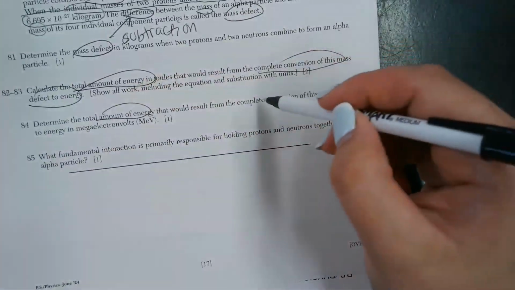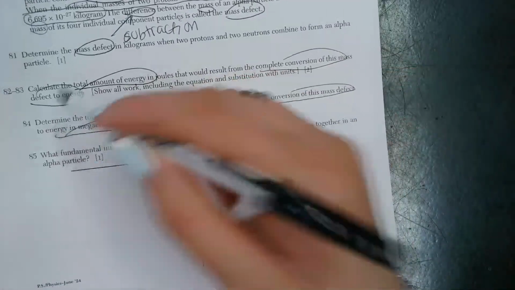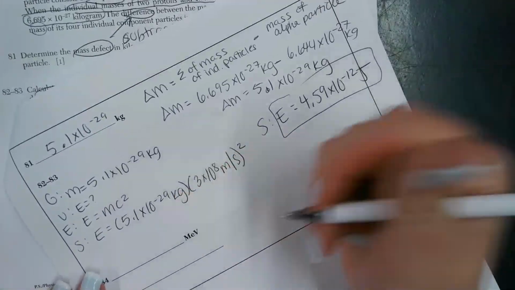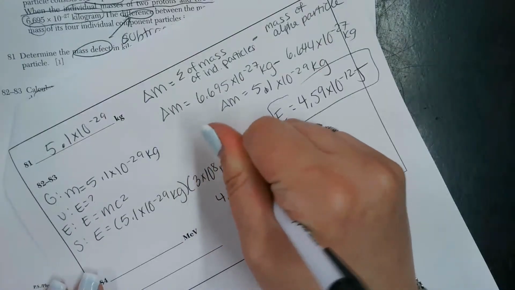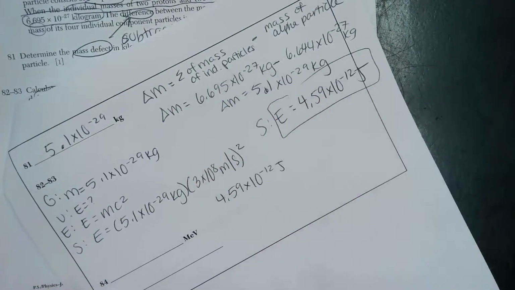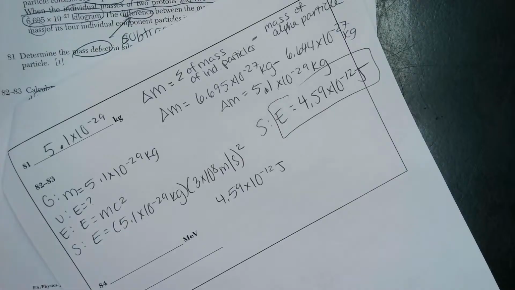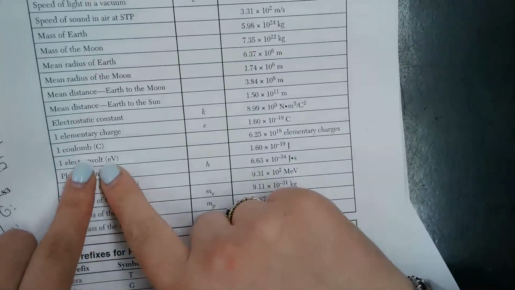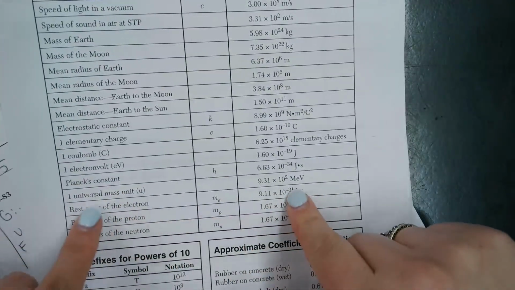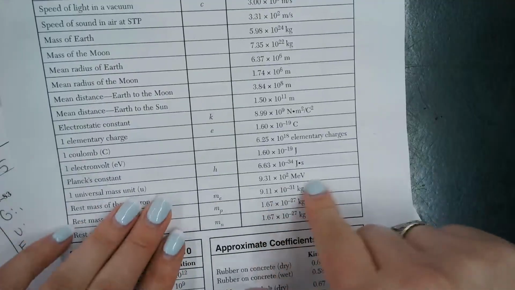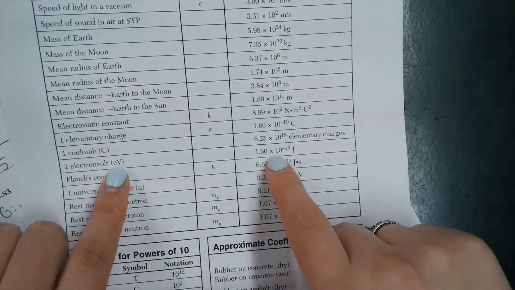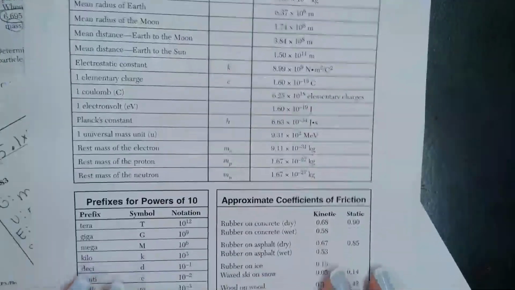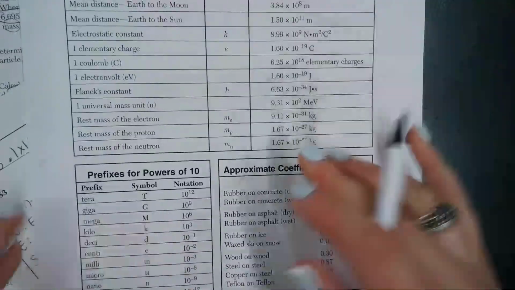Now what they want me to do is determine the total amount of energy that would result from the complete conversion of this mass defect to energy in mega electron volts. So I have to take my value of 4.59 times 10 to the negative 12 joules, and I have to see, is there a connection on the reference table between joules and mega electron volts? So I look at this chart. This is where my conversion factors will be. I see electron volt. I see mega electron volt, but that's for universal mass units, so I can't use this. But I see 1 electron volt is that many joules. So that's very helpful for me. And then I'm going to go from there and use the prefixes for power of 10.